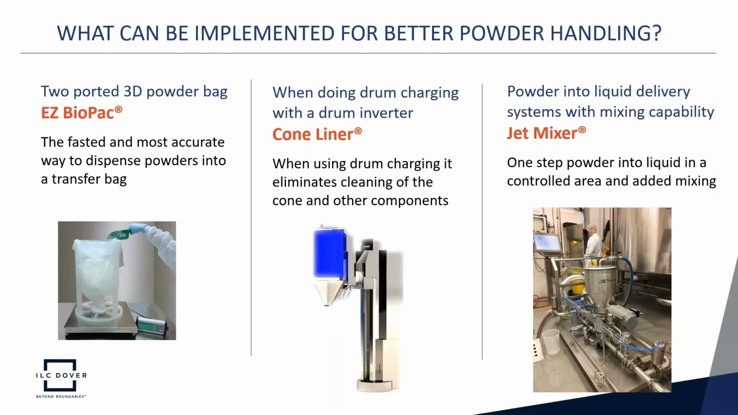So what can be implemented for better powder handling? The 3 solutions we'll take a look at today include the 2-ported 3D powder bag, the EZ BioPac. Again, we recognize that drums are still used for loading powders into tanks, whether that be drum dumping or scooping. So we'll take a look at a unique product, the cone liner. And lastly, a durable solution to really automate the process and assist with some mixing capability: the JETMIXER, which is a 1-step powder into liquid system that can be placed in a controlled area to automate the system.